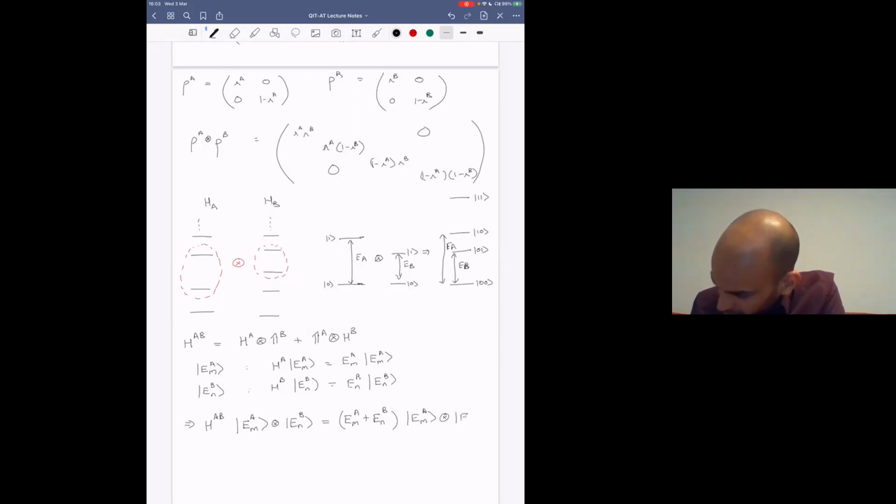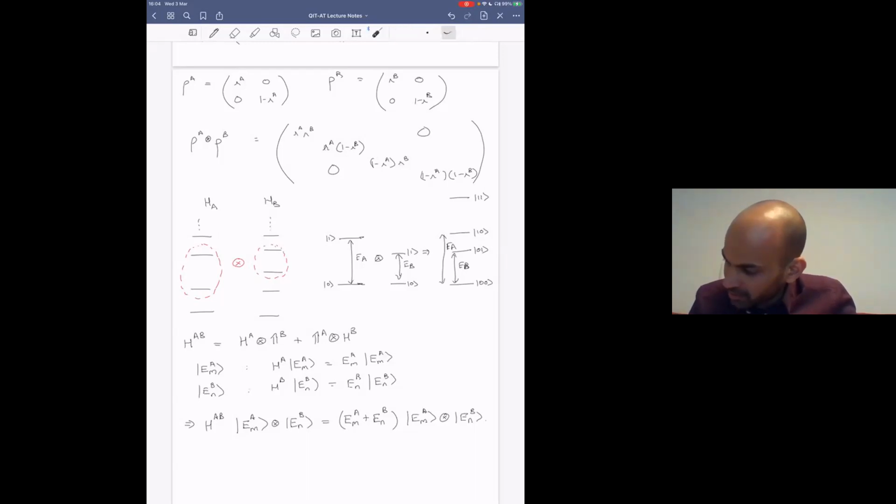So this is just to reinforce the fact, in case you haven't seen this before, that when you take the energy eigenbases of two systems and look at the joint Hamiltonian, if it's just a sum, in the case that there's no interaction Hamiltonian between them, the energy eigenstates of the joint system are just the tensor product energy eigenstates, and the energy eigenvalues are the pairwise sums of the original energy eigenvalues.